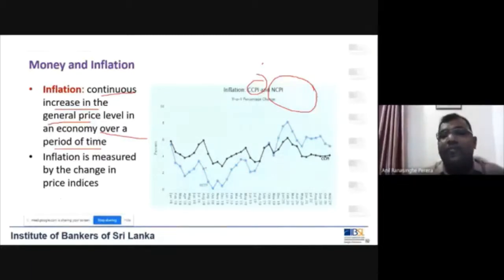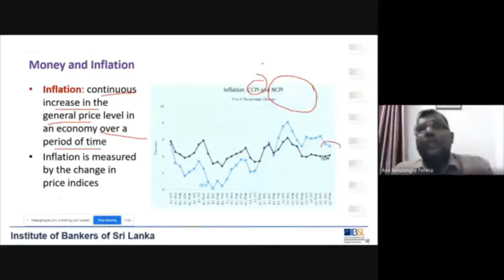If you look at both, they are basically moving in the same direction, but sometimes one index is higher than the other, depending on the prices contained in those indices. So roughly by now, Sri Lanka, I think yesterday, we have seen the inflation rate for the latest month. I think it's around, as I remember, 3% something, right? So that is how we measure inflation.